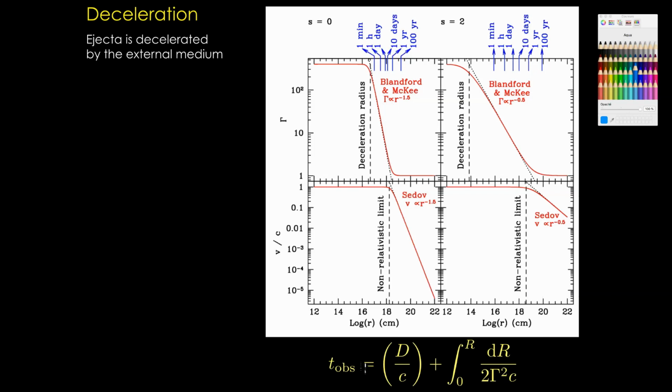And at the end, you get this expression for the observer time, where the 1 over 2 gamma squared comes again from the relative speed between photons and matter. Okay, and usually the d over c term is just neglected in all these equations because it's just a question of definition of the origin of time for the observer. Okay, so this is just a constant. So the important term is this one.